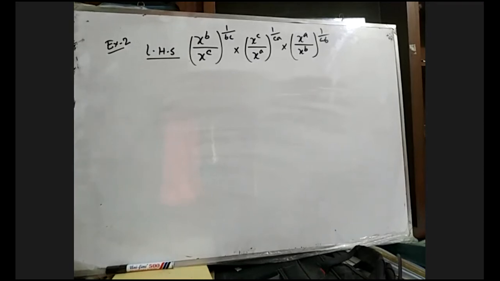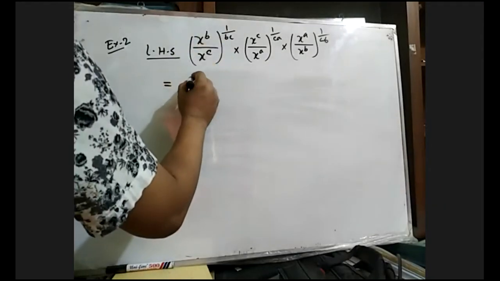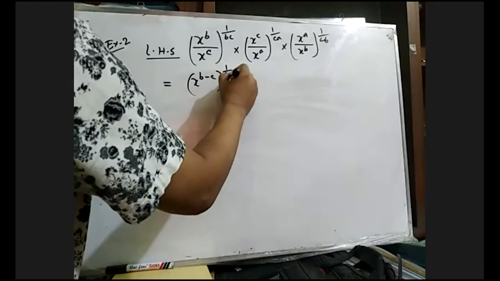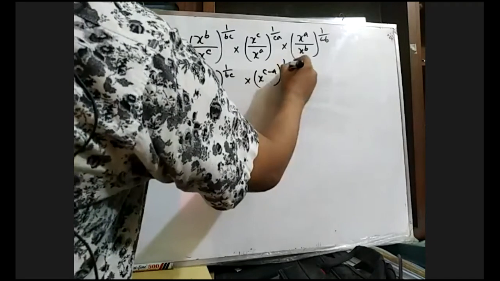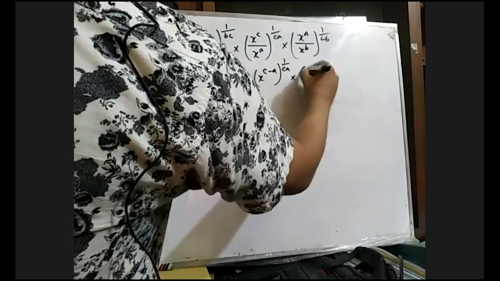So first of all, the left hand side is this. This equals, we can write x to the power b minus c to the power 1 by bc, and x to the power c minus a to the power 1 by ca, x to the power a minus b to the power 1 by ab.